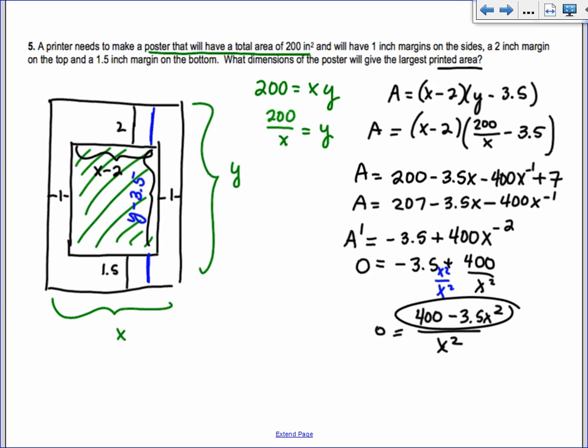So what do we get? 400 divided by 3.5, square root. So I get x equals 10.690. It is plus or minus, but since x is a length, you can ignore the negative one.